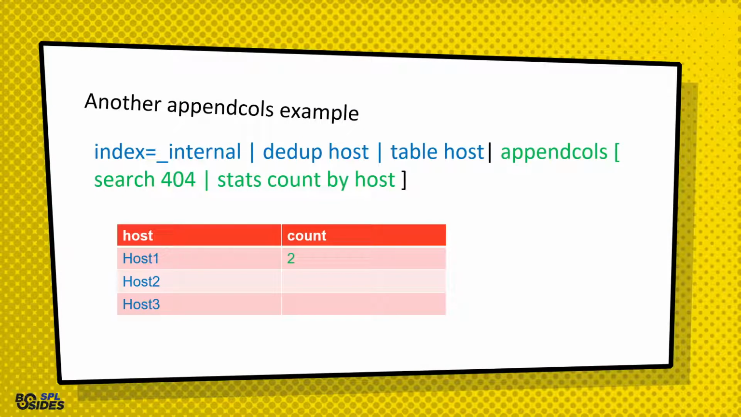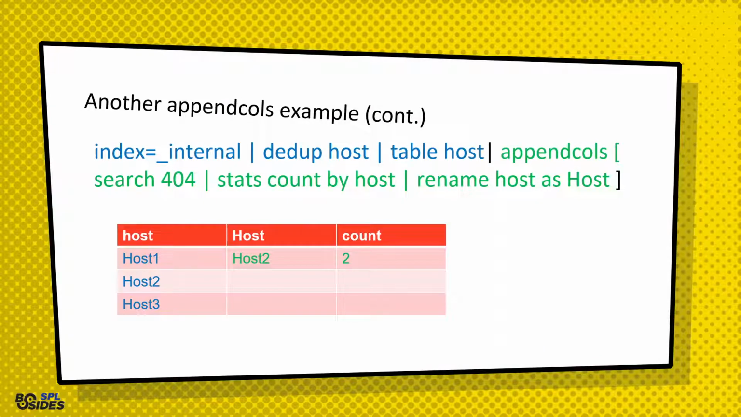Let's take a look at another example. Here's a query similar to one in the search reference manual. It returns a list of hosts from the internal index, along with a count of 404 errors found in our default indexes. At a glance, we would conclude that host 1 had 2 error 404s and the other host had none. So let's have a closer look at that.